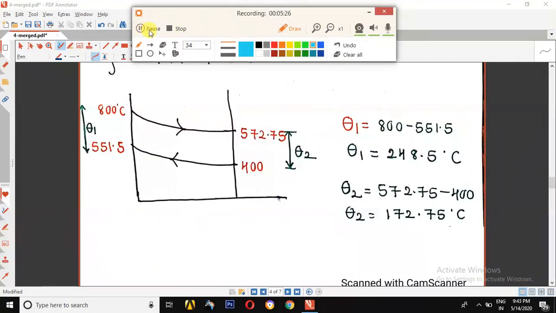Counterflow heat exchanger. Here both the fluids are flowing in the opposite direction. We'll calculate T1 equal to 800 minus 551.5. Therefore, T1 equal to 248.5 degrees Celsius. T2 equal to 572.75 minus 400. Therefore, T2 equal to 172.75 degrees Celsius.